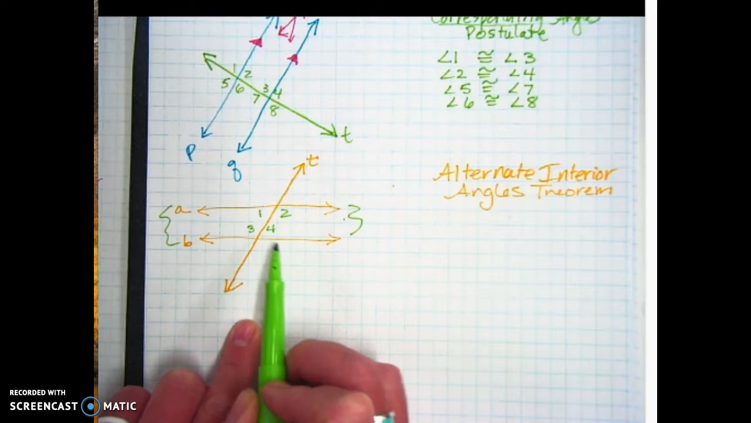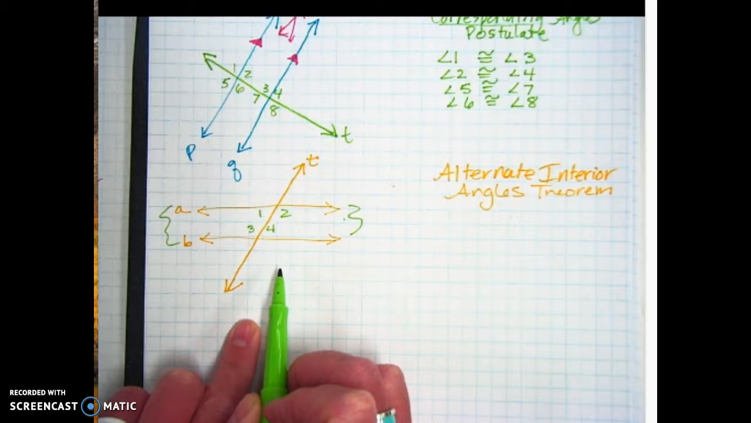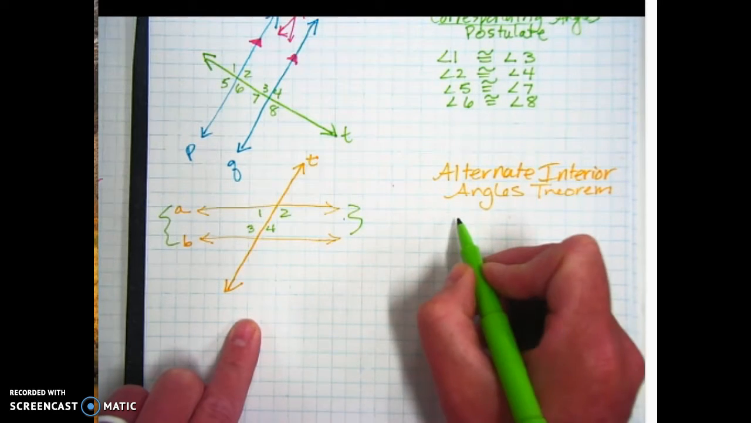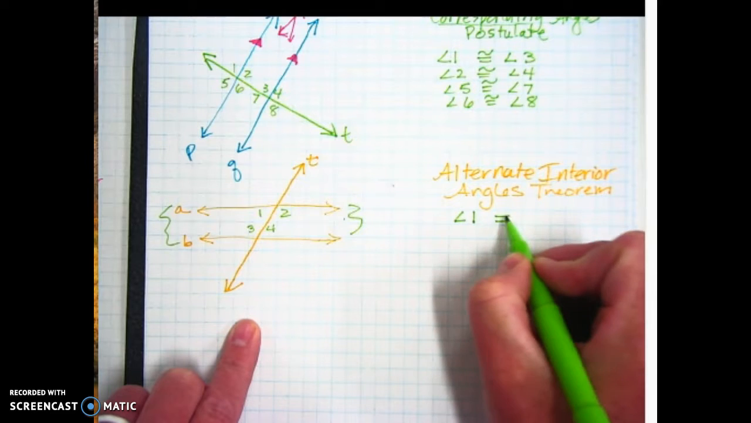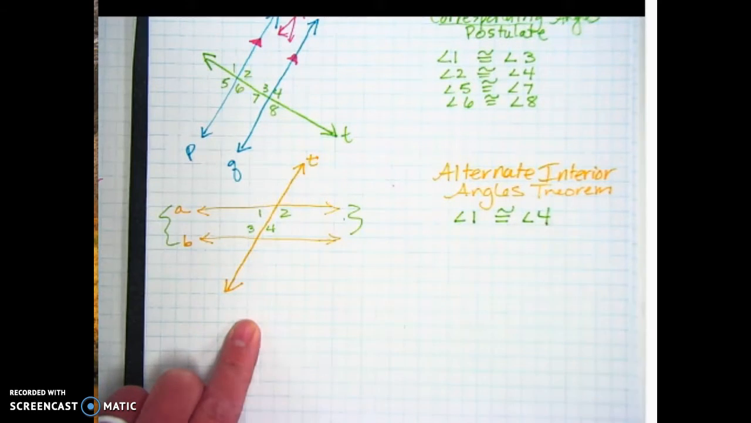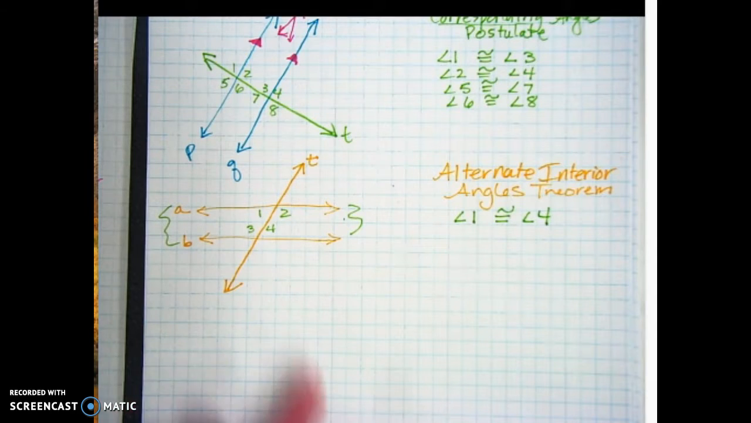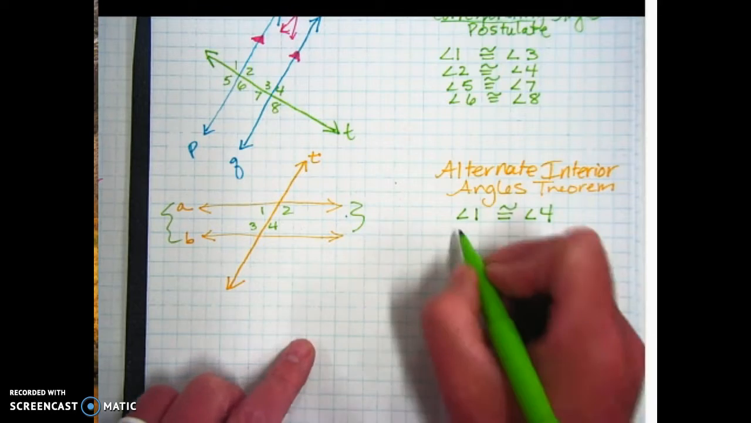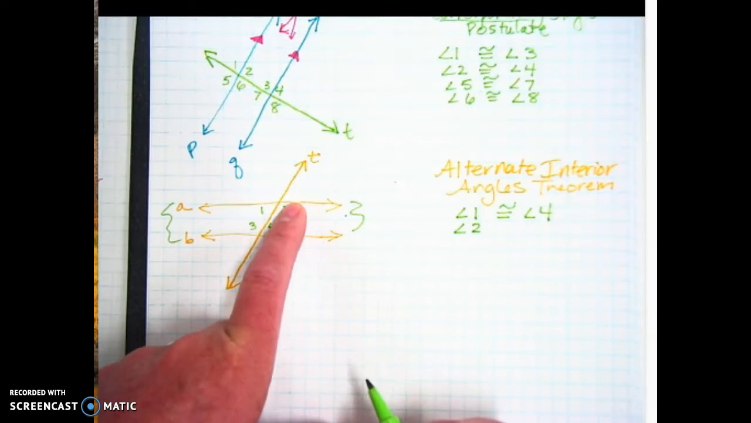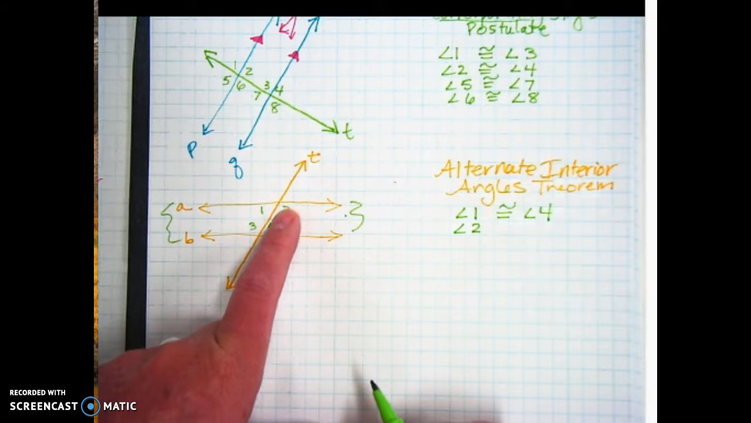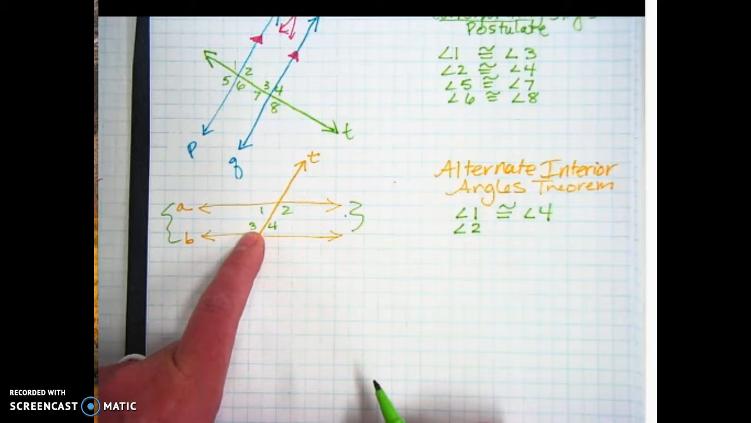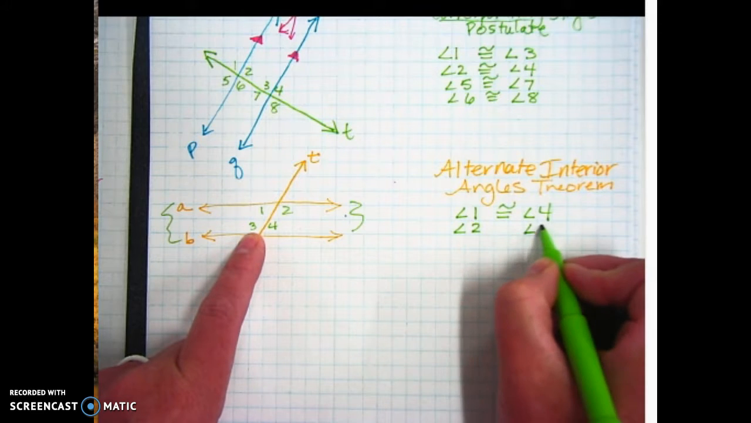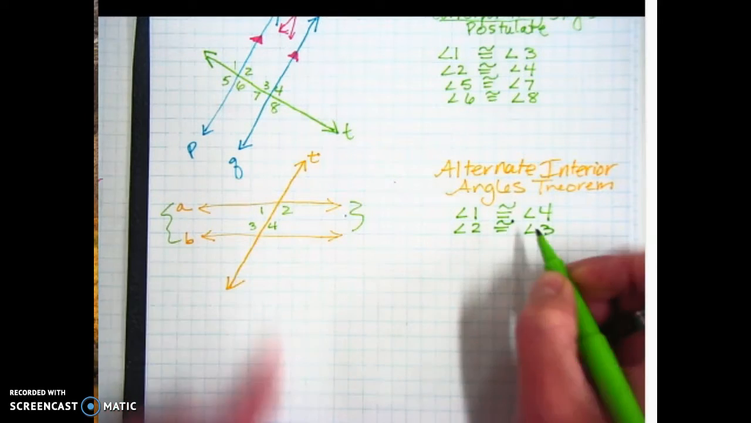Anybody want to guess what their special relationship is? Yes, they have the same measure. They are what we call congruent. So we're going to say that angle 1 is congruent to angle 4. So if that one is 45 degrees, then angle 4 is 45 degrees. Okay? How about angle 2? We start with angle 2, go down the transversal. The alternate one is angle 3. They are also congruent.